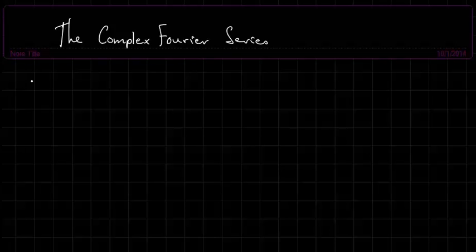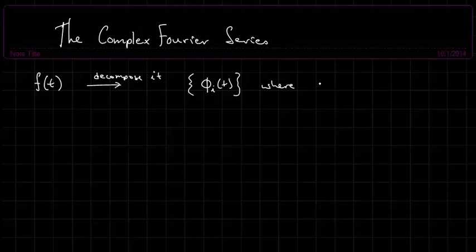This is a video lecture on the complex Fourier series. Suppose we have a signal, f of t, and we desire to decompose it into some set of basis functions. We'll decompose it, in general, into a set of functions called phi sub i of t, where i is the index, and they are all orthogonal to each other.